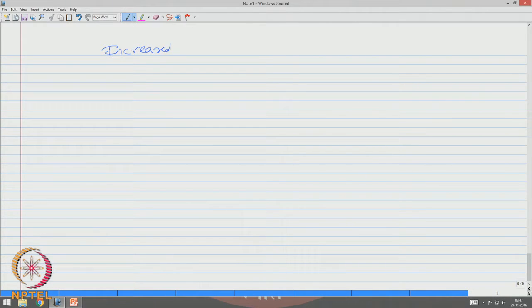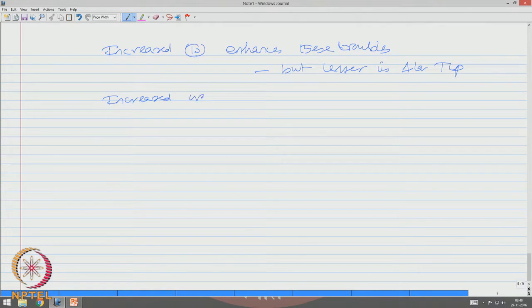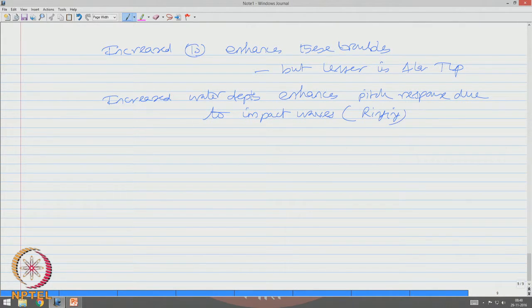Increased tether tension enhances these troubles, but lesser in triangular configuration. Increased water depth enhances pitch response due to impact waves, which is ringing, but less influencing the triangular TLP.